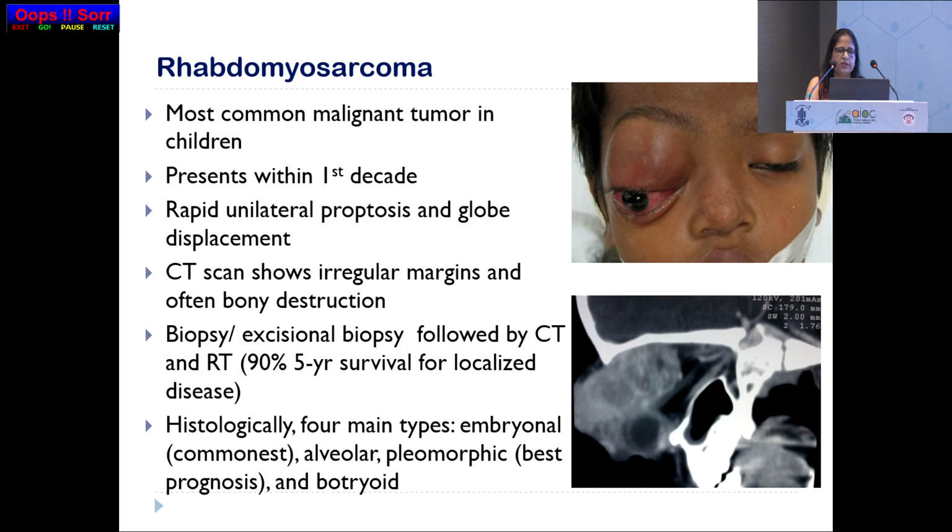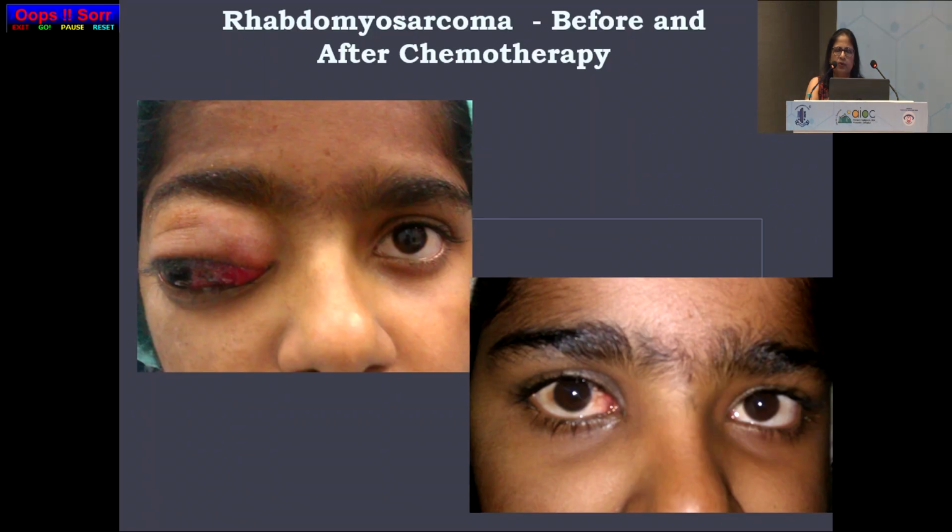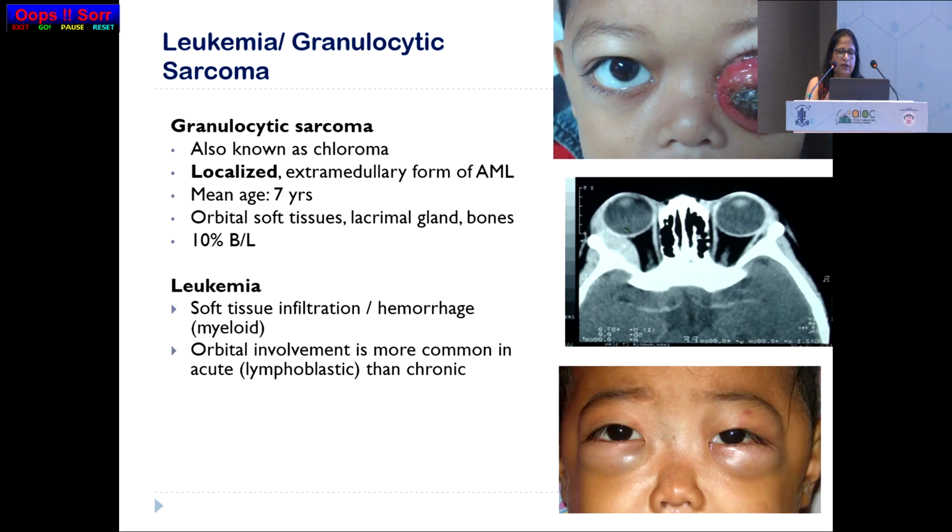Rhabdomyosarcoma is the commonest malignant tumor. Generally our role is to do a biopsy. Don't unnecessarily try to take out the tumor, damaging the structures. Best is to take out just a small piece, and it melts away with the chemotherapy. So one thing we should remember is to leave these cases to the oncologist.